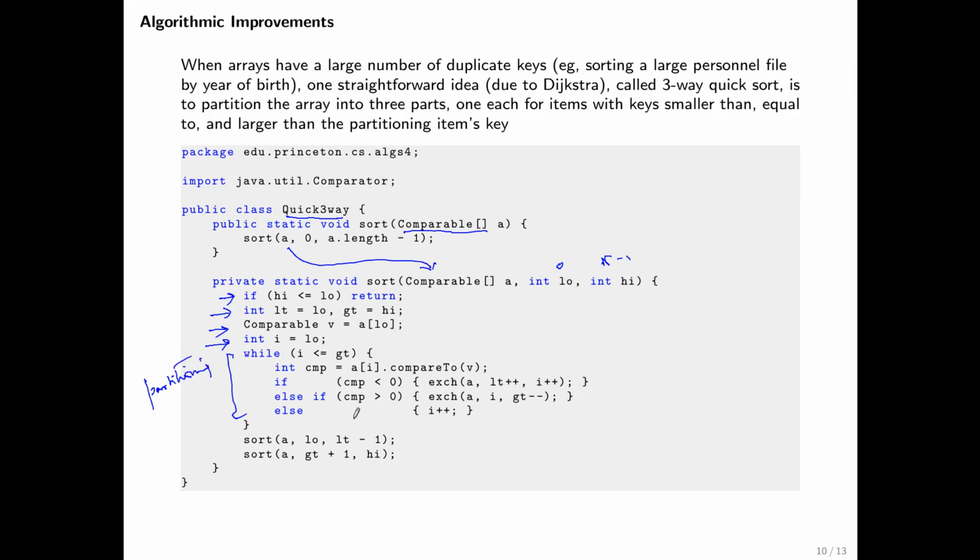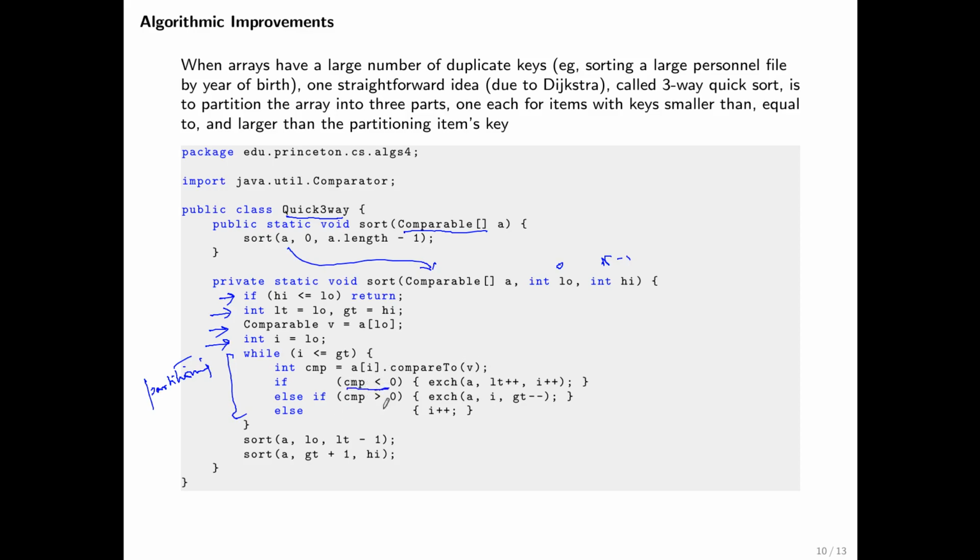So what are we doing here? As long as I is less than or equal to GT, we compare the element at I with the pivot. That's given by CMP. Say CMP is A at I dot compare to V. This is possible because A is an array of comparables. So we are comparing the value A at I with V, the pivot. And if A at I is smaller than the pivot, then this is going to be true.